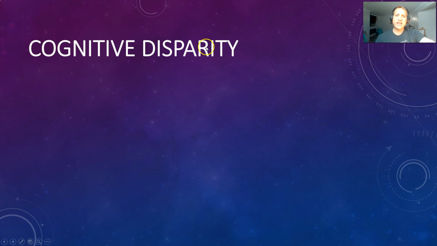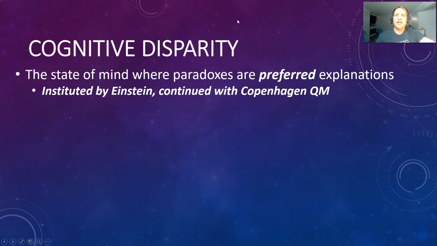Yeah, good. And they've done this on purpose. Actually, I'm going to get into that. So cognitive disparity, this is a term that, because I've been talking about cognitive dissonance, and in my book Planet Wars, I've talked about how cognitive dissonance has actually been instituted as a way of thinking, right? And this is a result of Einstein's and the simultaneity paradox in his hijacker relativity theory. So it's the state of mind where paradoxes are preferred explanations instead of non-paradoxical explanations, right? So they prefer paradoxical explanations.